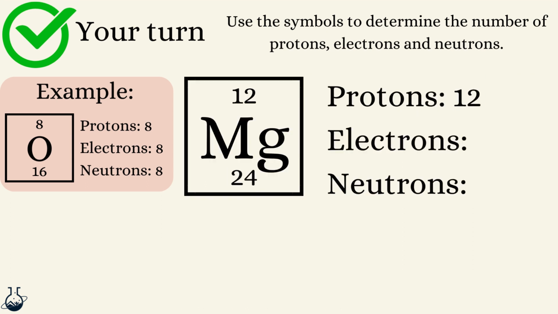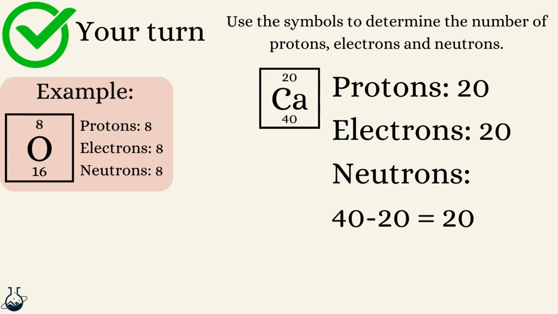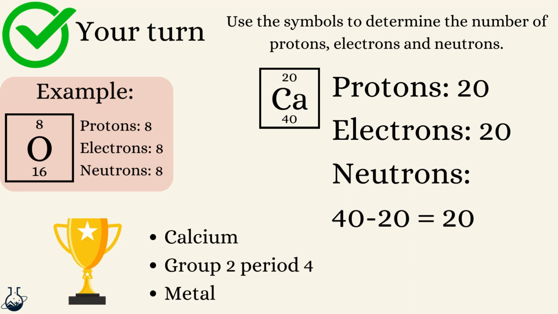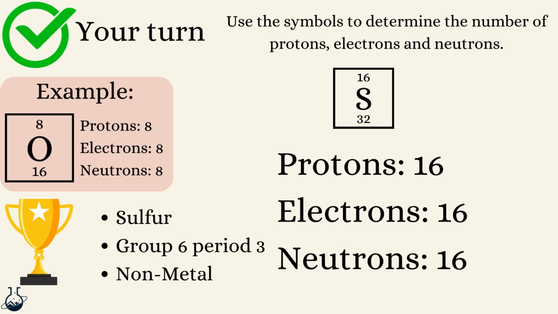Magnesium has 12 protons, 12 electrons, and 24 take away 12 neutrons, which gives us 12. Here are the challenge answers. If you found these hard, you can watch my video on the periodic table to help. Calcium is 20, 20, and 20. Challenge answers here. Sulfur is all 16. Challenge answers here.